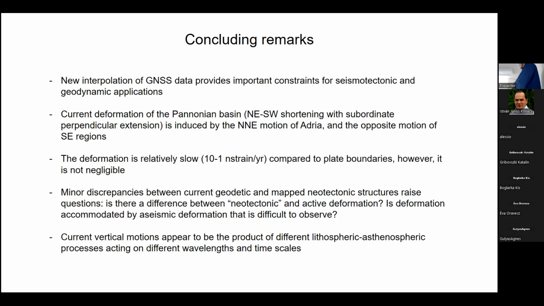And there are some minor discrepancies between the current geodetic and the mapped neotectonic structures. So this raises some questions. Is there a difference between neotectonic and active deformation phases? Is deformation accommodated by aseismic deformation that is difficult to observe? And current vertical motions appear to be the product of different lithospheric and asthenospheric processes acting on different wavelengths and timescales.